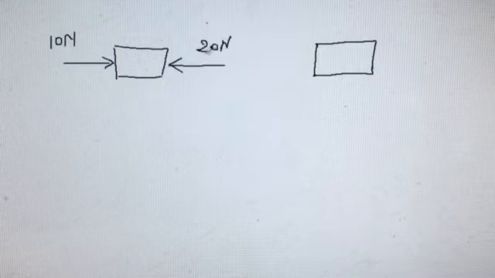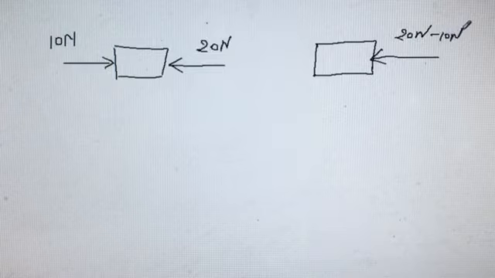See here, 20 Newton is trying to move this body in the left direction while 10 Newton is trying to move this body in the right direction. So 20 Newton minus 10 Newton, that is equal to 10 Newton force, is acting on the body to move it in the leftward direction. See here, we have considered the direction of the force and also its magnitude. This is a vector quantity.